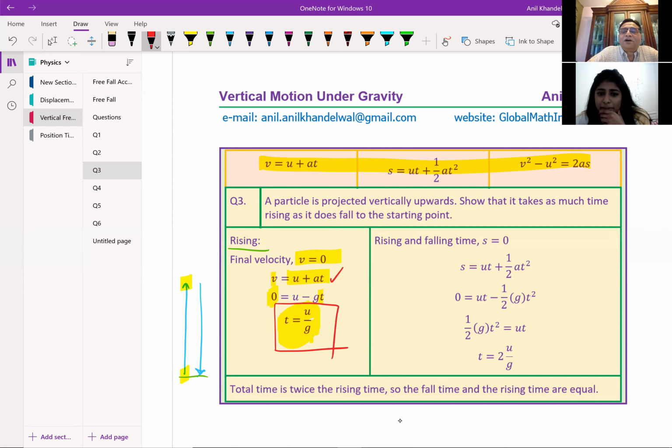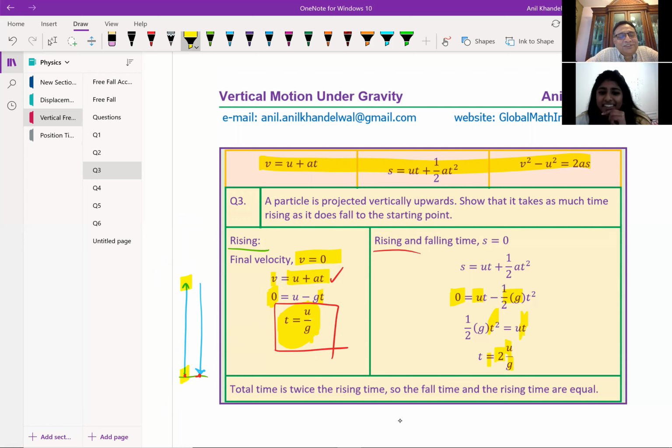Now let's consider the total motion, that means going up and down. Going up and then down means you have covered the whole thing, but the displacement is zero now because you started from here and ended in the same place. So S is zero. S equals ut plus half at squared, and of course the acceleration value will be negative. You rearrange, the t and t cancel, and you get t equals 2 times u over g, twice this time.